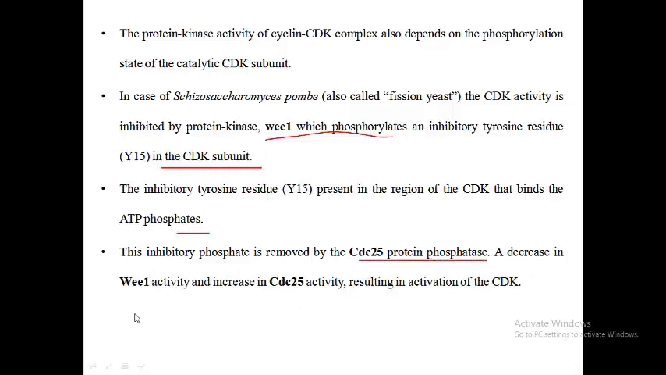As Wee1 activity decreases and CDC25 activity increases, that means Wee1 is inactivating the cyclin CDK complex, and CDC25 will remove the tyrosine 15 phosphate, resulting in the activation of CDK.